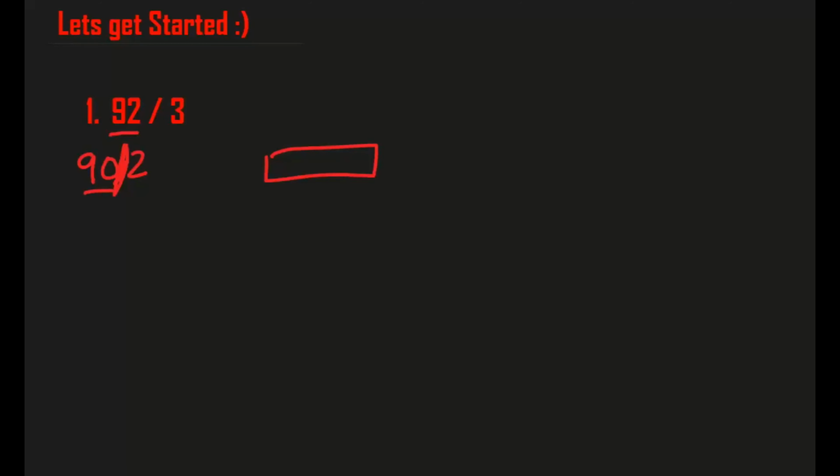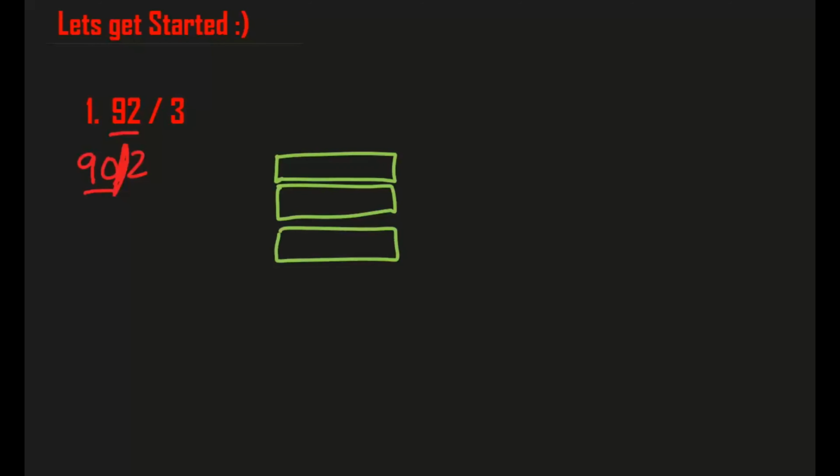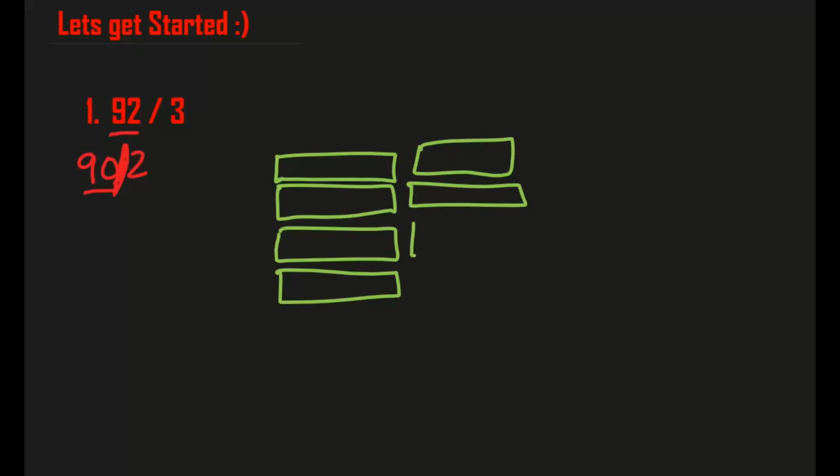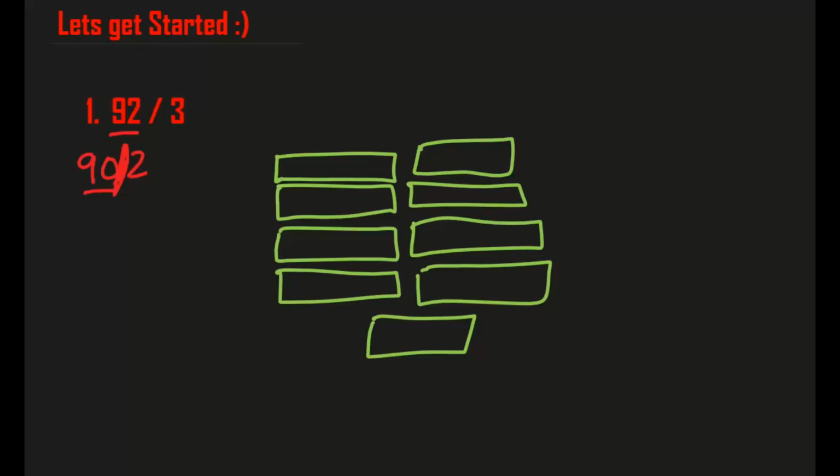So let's do that. We're gonna draw 9 of those because that equals 10. I'm gonna use green. You can use whatever color you like. So we have 1, 2, 3, 4, 5, 6, 7, 8, and finally 9. So that's gonna be our 90. So this whole thing represents 90.